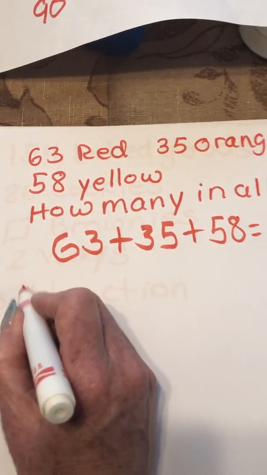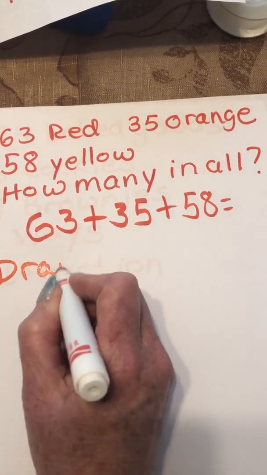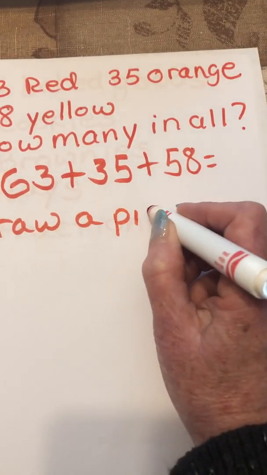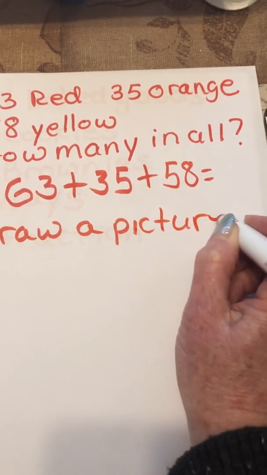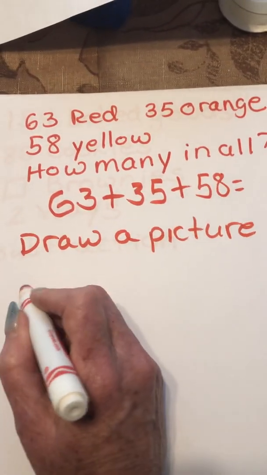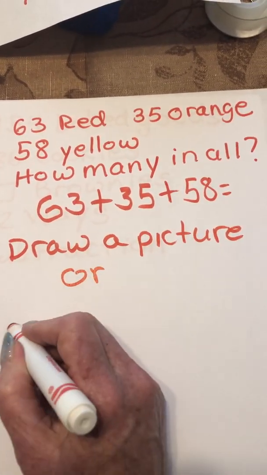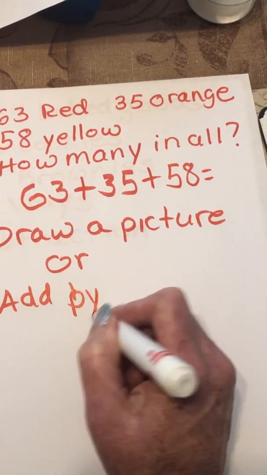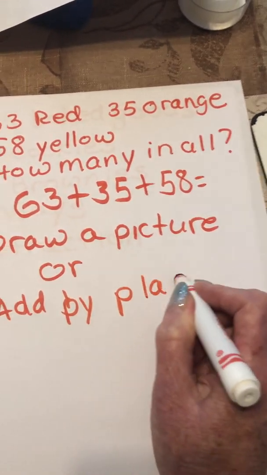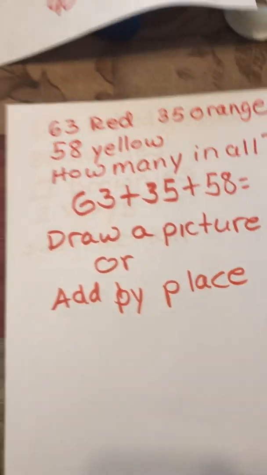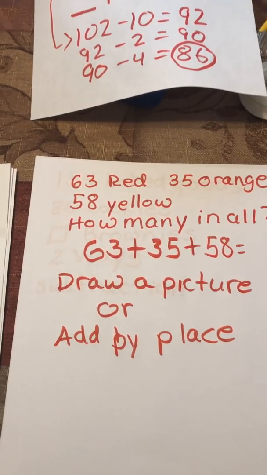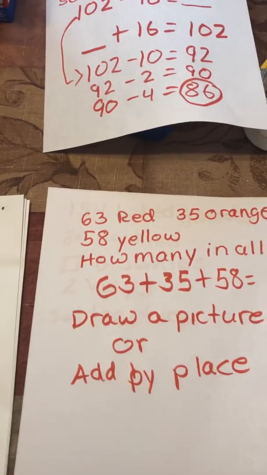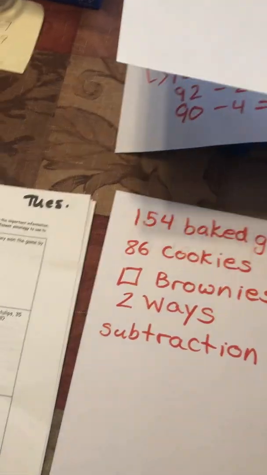You can draw a picture. Or you can add by place. Those are two strategies to use. I'm not going to do the strategy for you, but those are two strategies.